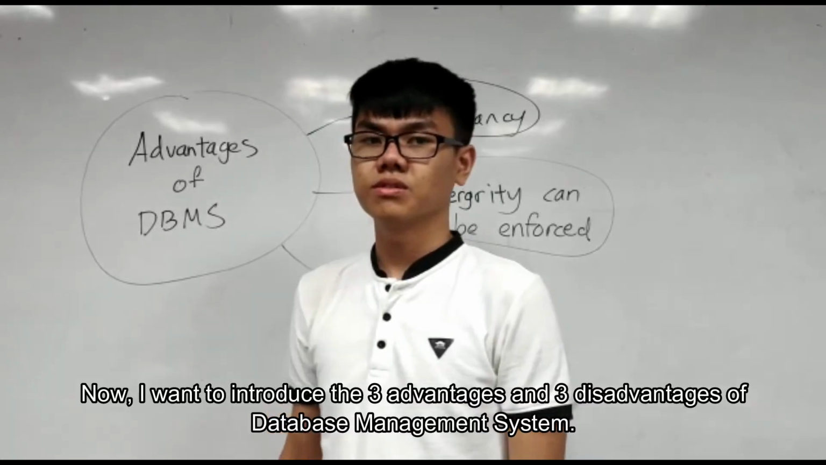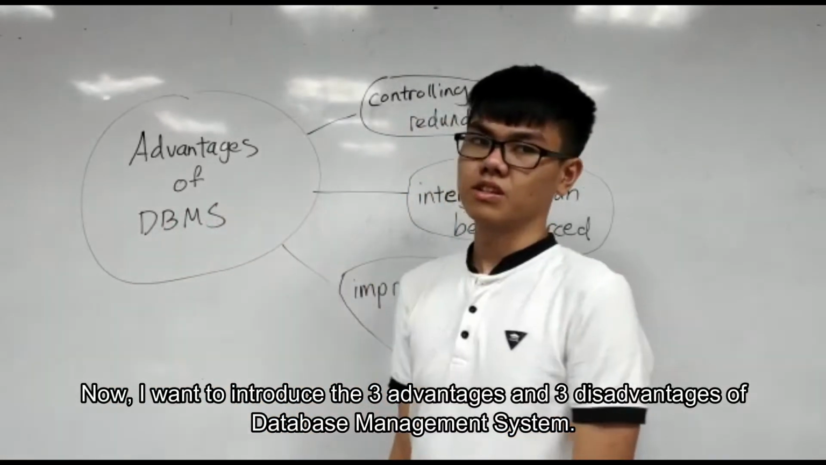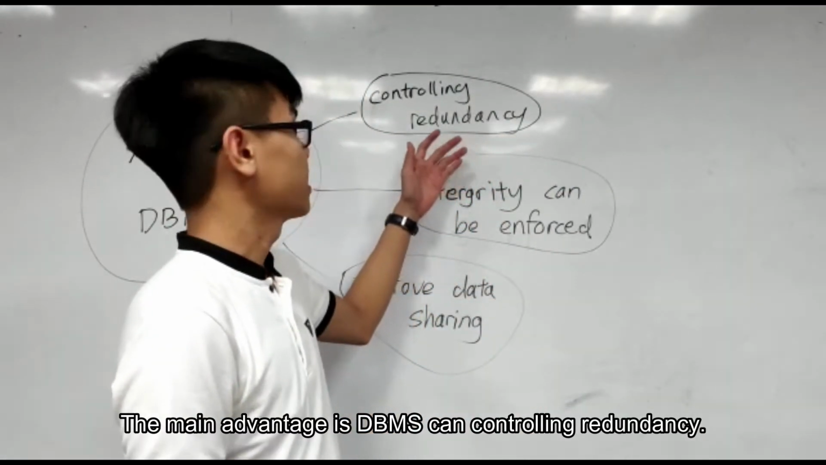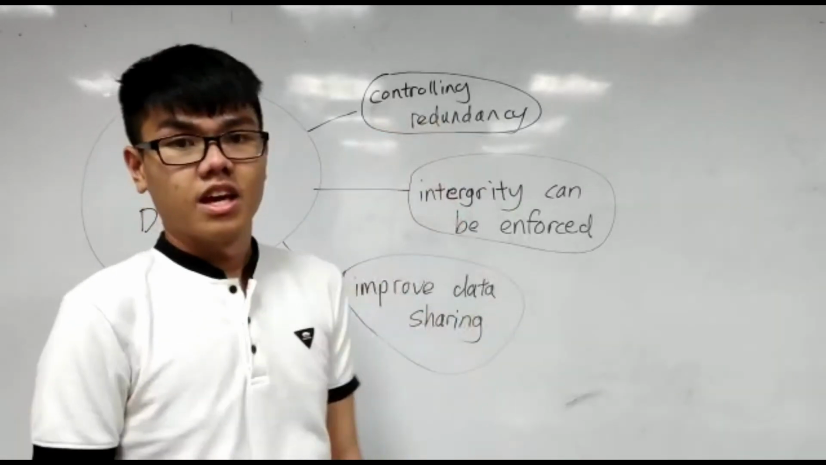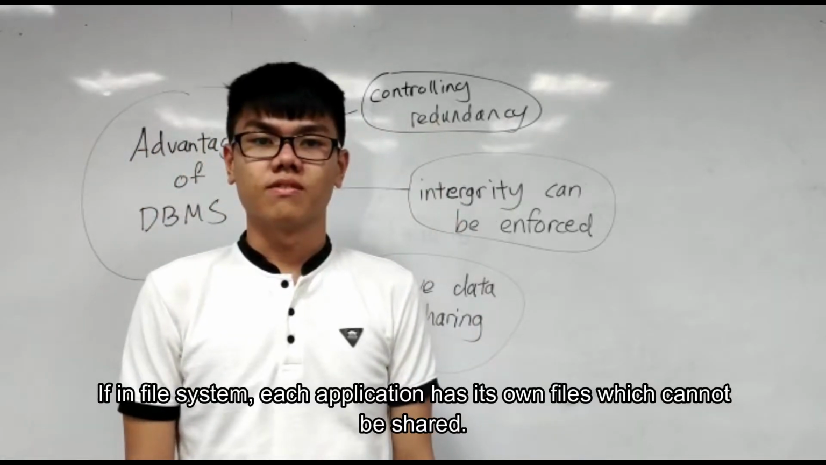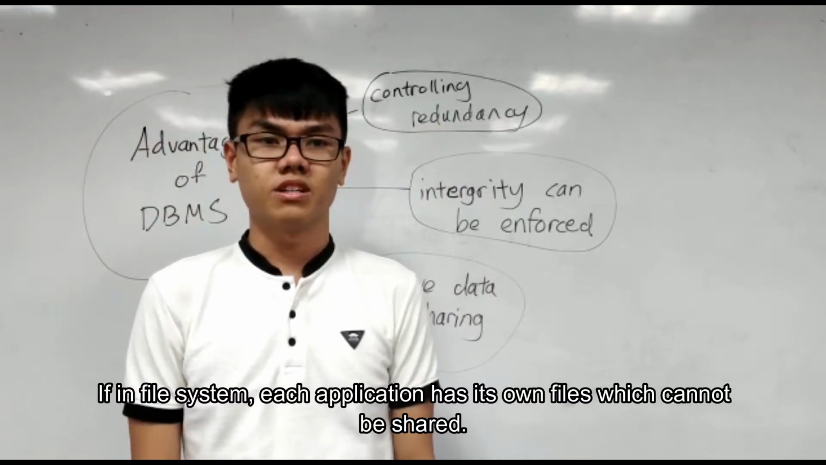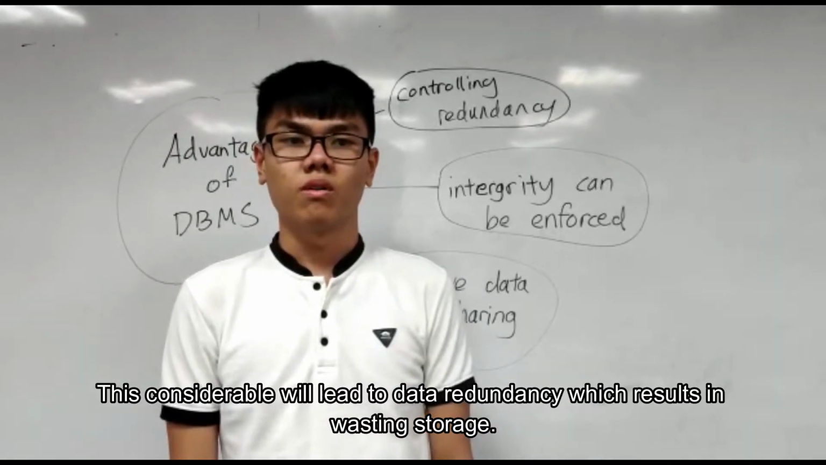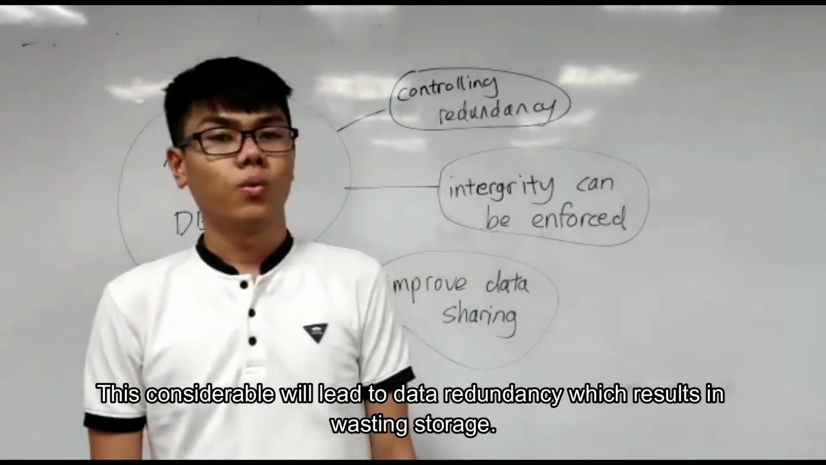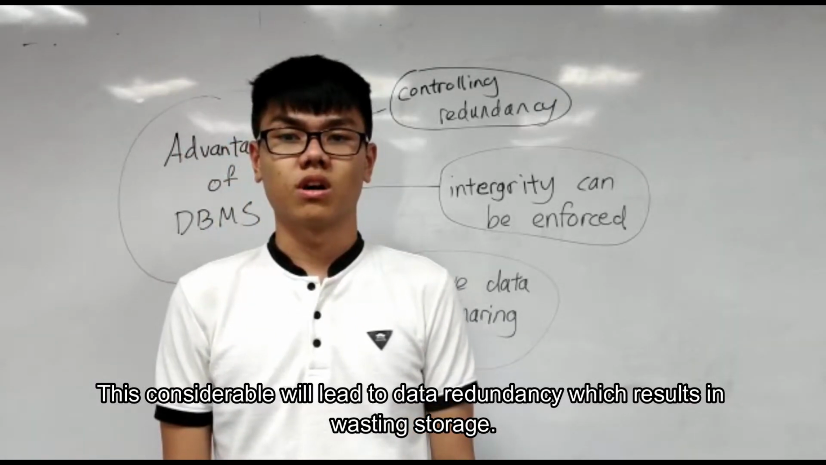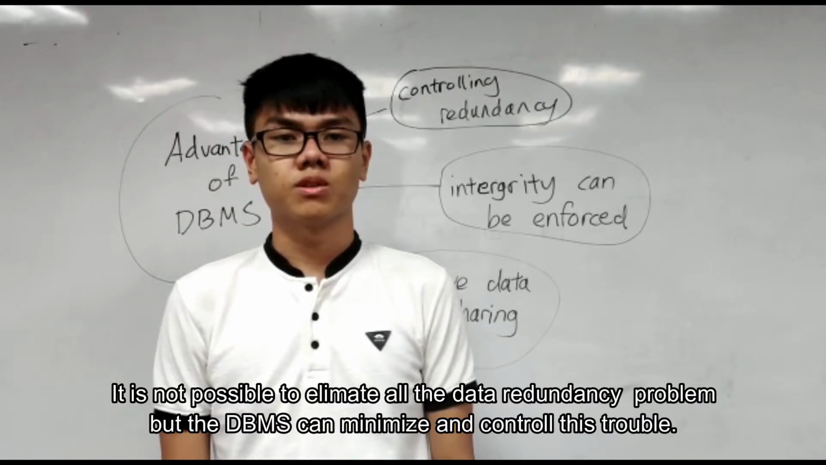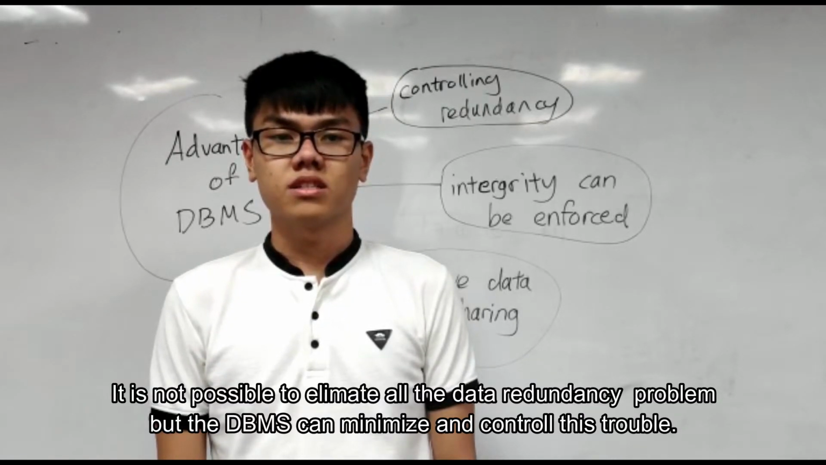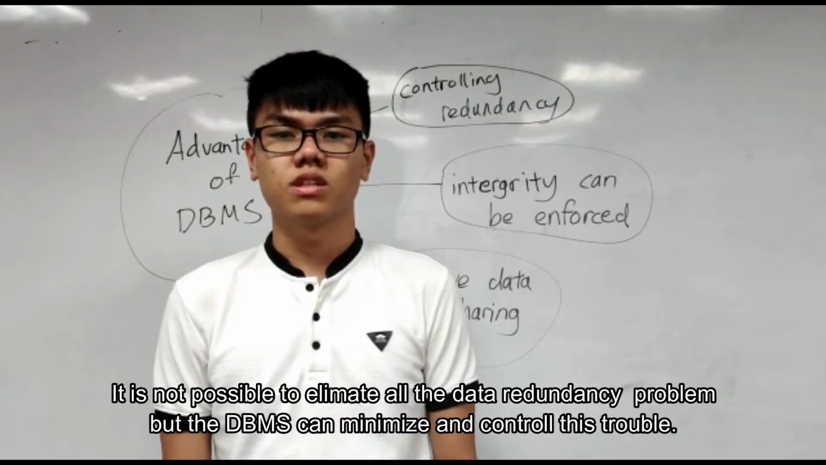Now I want to introduce the three advantages and three disadvantages of a database management system. The main advantage is that DBMS can control redundancy. In a file system, each application has its own files which cannot be shared. This will lead to data redundancy, which results in wasted storage. It is not possible to eliminate all data redundancy, but the DBMS can minimize and control this trouble.